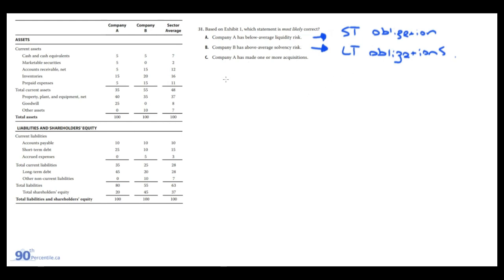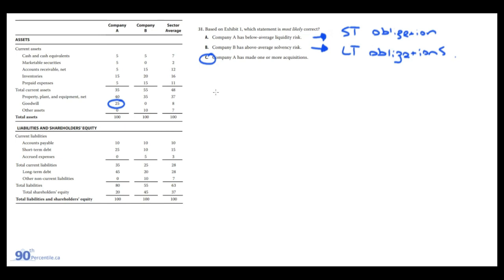So just looking at the balance sheets, we can take a shortcut here. If you look at answer C, which doesn't require any calculations, Company A has made one or more acquisitions. We can see on Company A's balance sheet that it has goodwill of 25. So this goodwill is going to have to come from acquisitions, right? It can't just come out of nowhere. So we could take a shortcut and just know that the answer is C, and that would save you a lot of time.